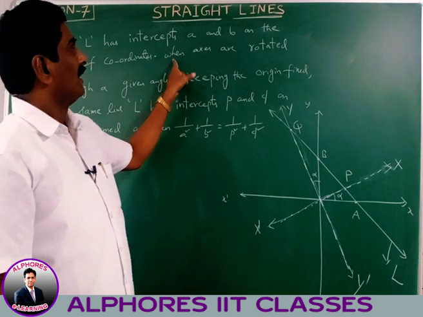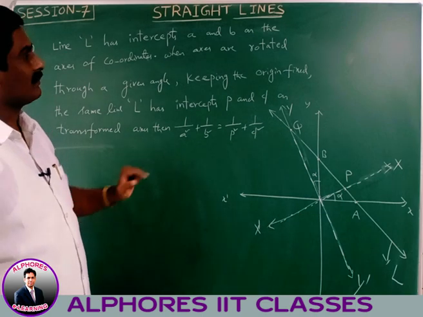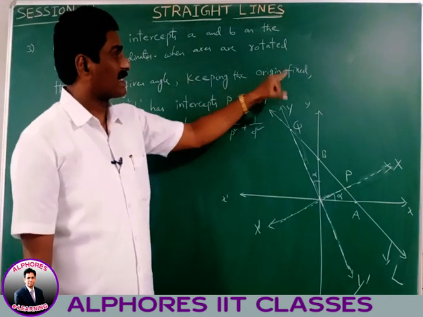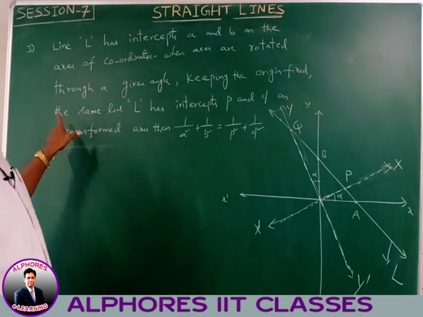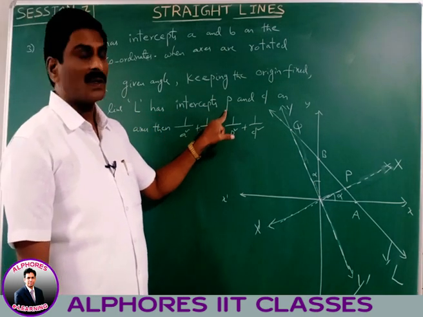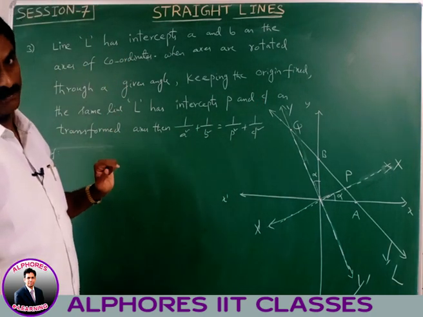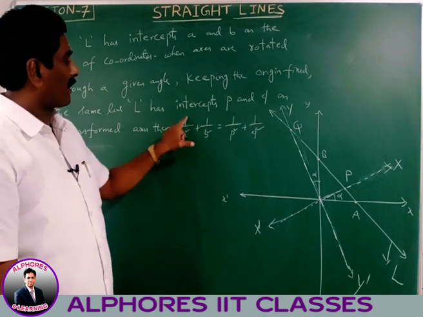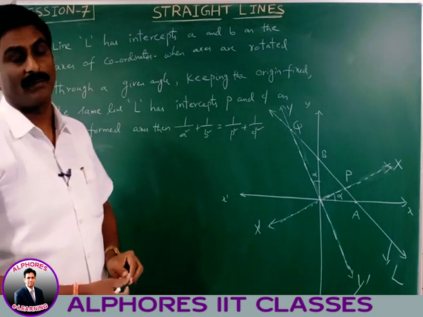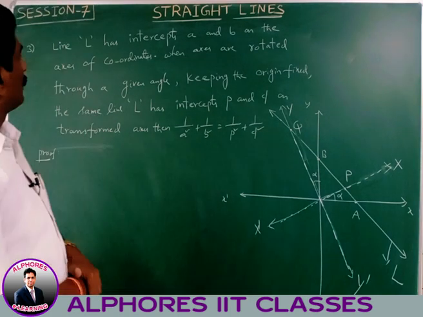When the axes are rotated through a given angle, keeping the origin fixed, the same line L has intercepts small p and small q on the transformed axes, then 1 by a square plus 1 by b square is equal to 1 by p square plus 1 by q square. Very very important property. Please observe the statement.